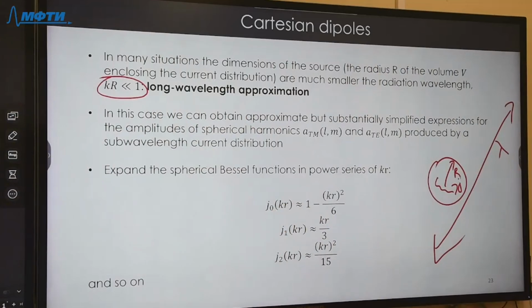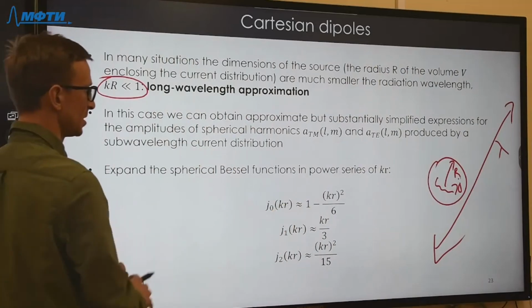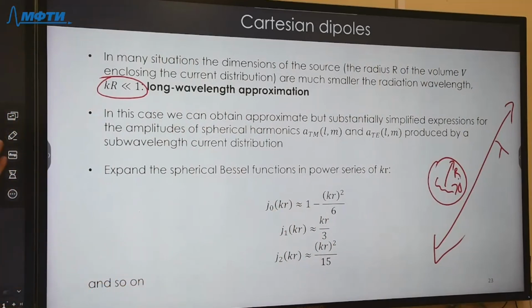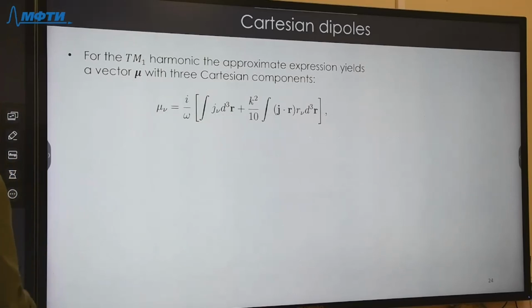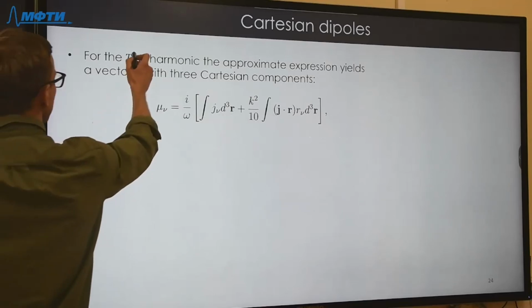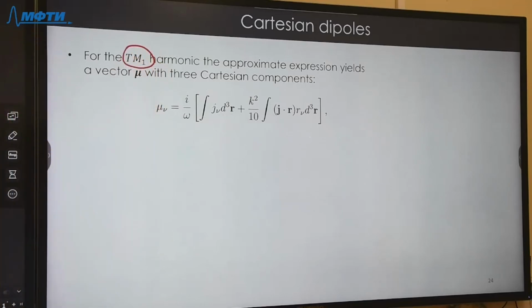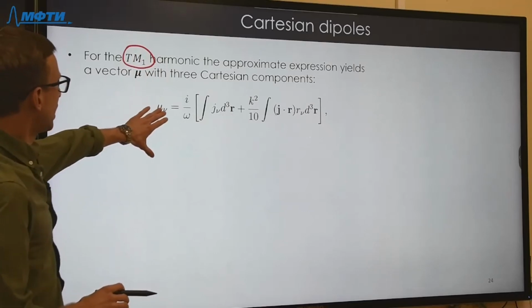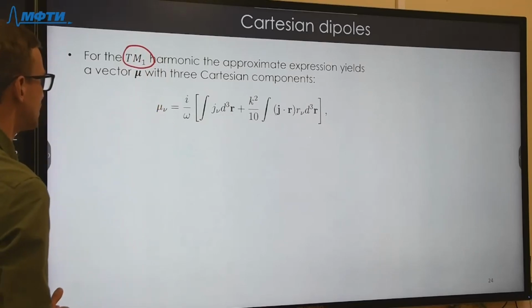So this is called the long wavelength approximation, and sometimes it becomes quite useful because in many practical situations, this is the case. The source currents are indeed confined to a sub-wavelength region in space. And why not simplify our life if we can? Now if we apply this long wavelength approximation to the electric dipole harmonic, the TM1 spherical harmonic, we can obtain a vector with 3 Cartesian components.